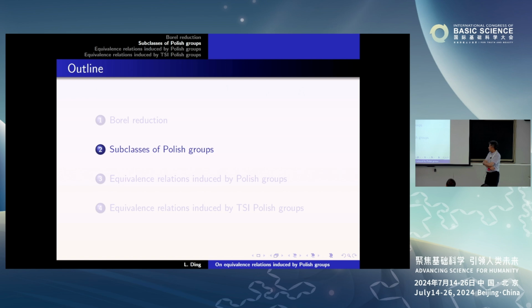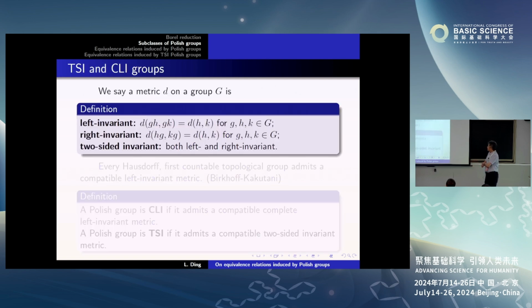Before we do this, we shall recall some subclasses of Polish groups: TSI and CLI. Given a group G and a metric D on G, we say D is left invariant if d(gh, gk) equals d(h, k) for all g, h, k, and right invariant if we put g on the right side, and two-side invariant if D is both left and right invariant.